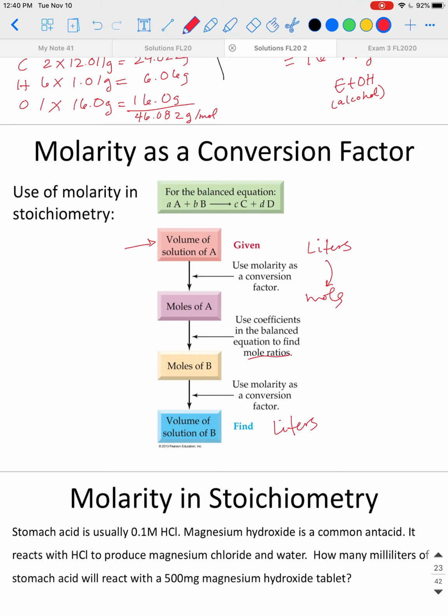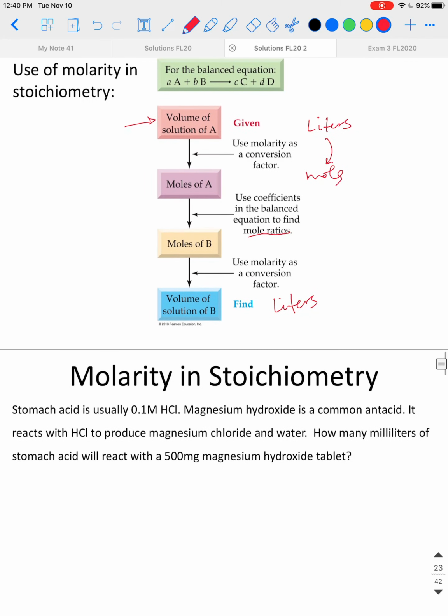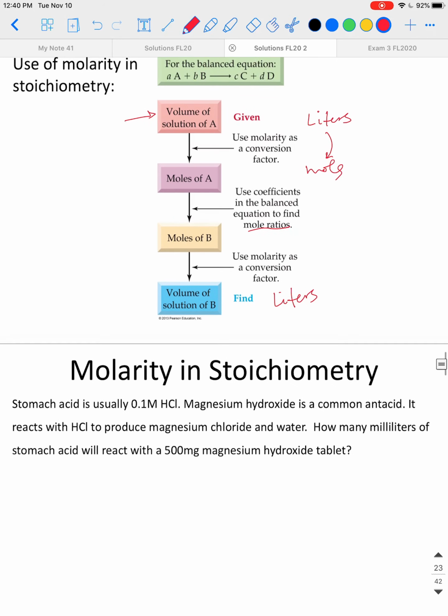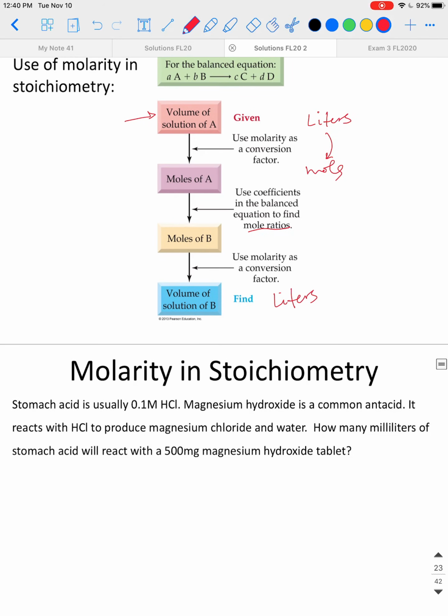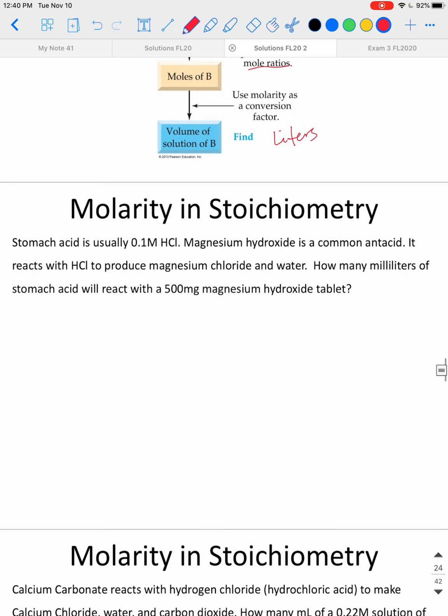This is just like what we did in Chapter 6. In Chapter 6, we used molar mass to convert from moles to grams, or grams to moles. But here, it's the same concept. We're just using molarity, and instead of going from grams to moles, we're going from liters to moles, because we're talking about solutions, and again, solutions are liquid, so we have to communicate in terms of volume. So this is what we're about to do in the problem we're going to work.